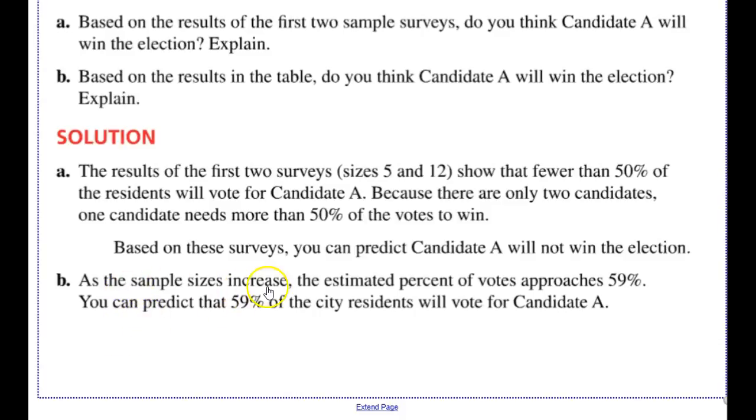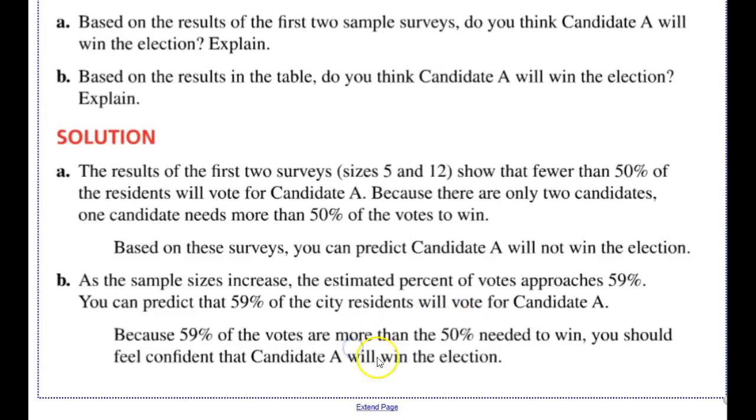So as my sample size increases, the estimated percent of voters approaches 59%, right? We get closer together and closer to our final answer. So from this, with my large sample size, I could predict that 59% of the city residents will vote for candidate A. Since I need more than 50% to win, I would say that candidate A will win that election.